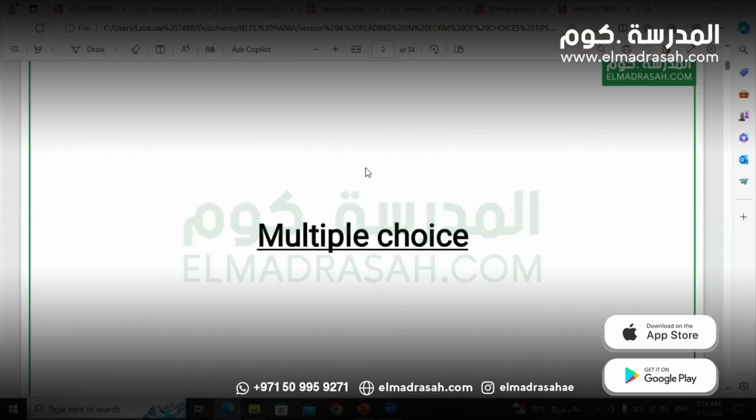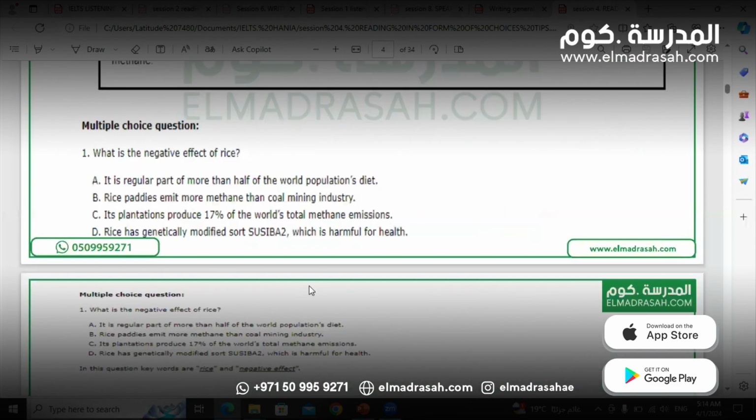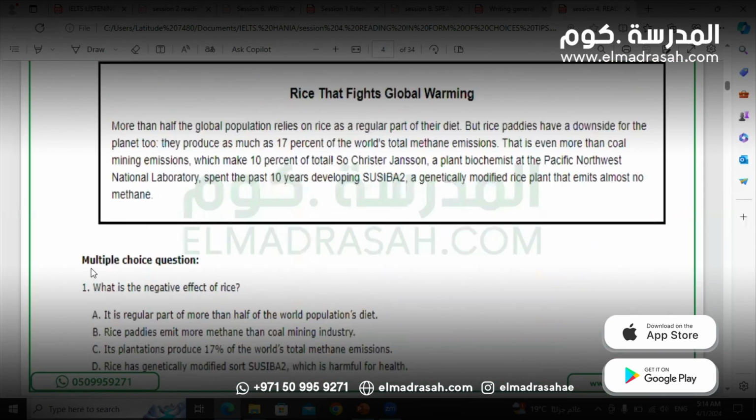The third technique of the reading questions is multiple choice questions. I have some questions and some choices for these questions, like here now. I will read the question at first: what is the negative effect of rice? And I will take some keywords from this question by following the way of a scan. So I will have negative effect, rice.